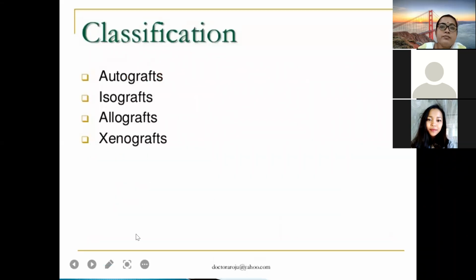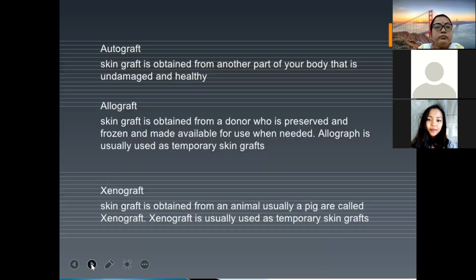Now coming to skin grafting. If you see here, the classification of skin grafting has been divided into four: autograft, isograft, allograft, and xenograft. All right. So autograft, isograft, allograft, and xenograft.